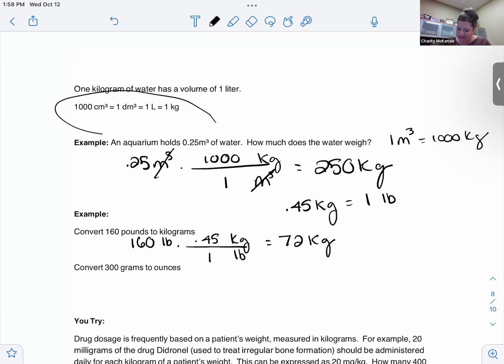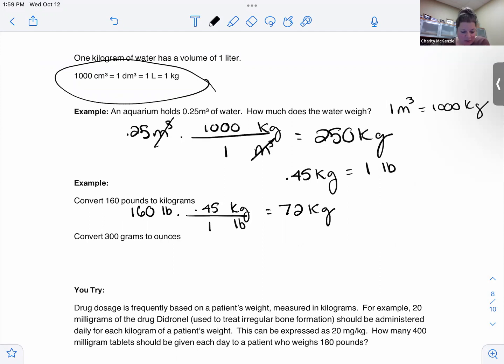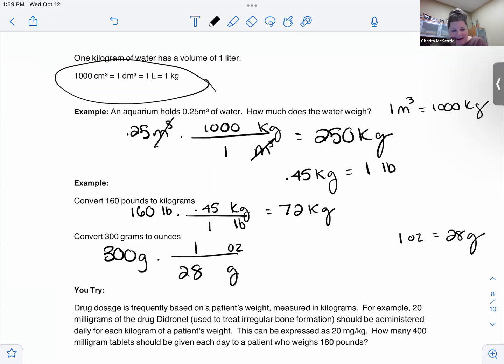Okay, so 1 ounce. I keep looking at this, but that's not very helpful. So what is the conversion? 1 ounce is equal to 28 grams. So we have 300 grams, and we need to get rid of the grams and we would like the ounces. There's 1 ounce per 28 grams, so we kind of have to divide on that one. Then our grams disappear and we get 10.7 ounces.